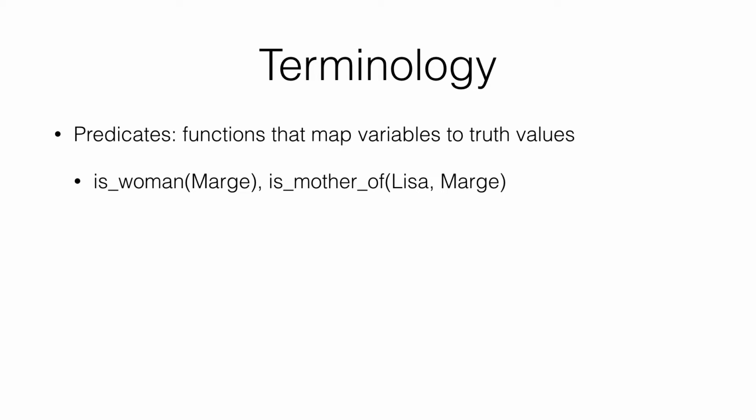So an example of how these are used is in these pieces of knowledge encoded here, where we write something like is woman Marge, where we're writing it as if is woman is a function and Marge is its input, and the idea is it will return a truth value. And the other example is mother of Lisa Marge, which has two parameters, right? It takes Lisa and Marge as input, and it's going to output a truth value. And it happens to be that in these examples, based on the Simpsons family, the truth values are true.